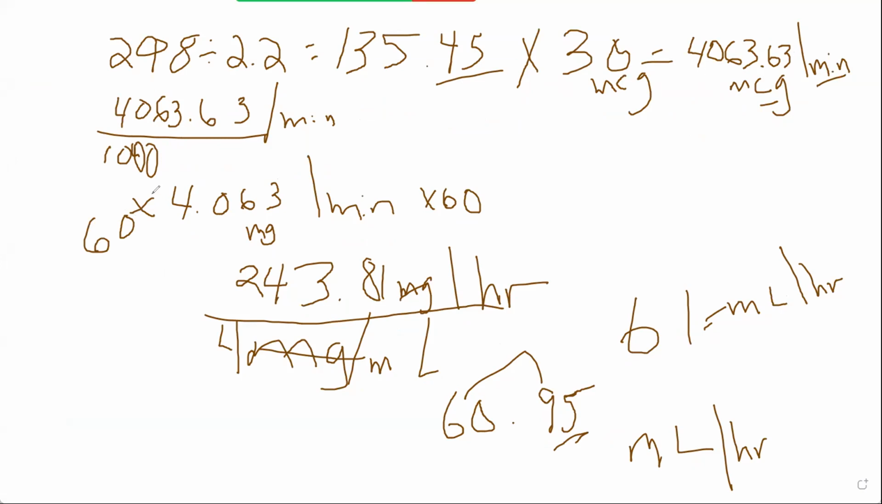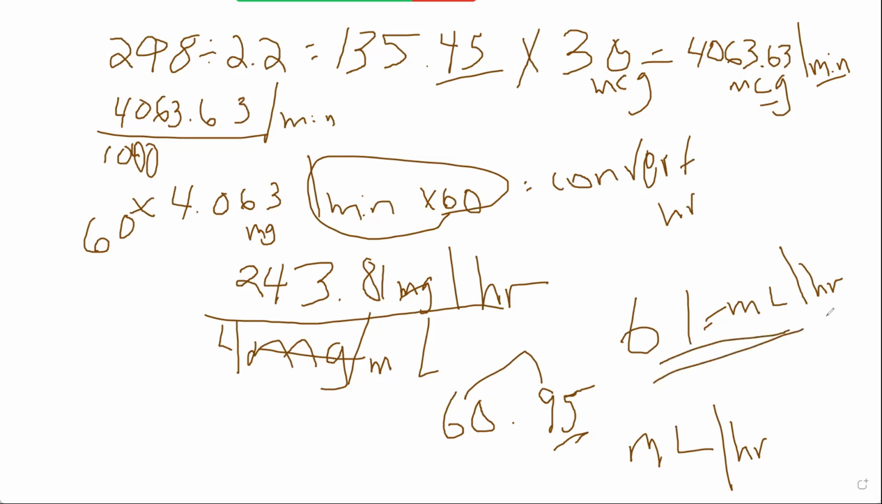I multiplied both sides by 60 to convert this to an hourly rate, and that gave me 243.81. And then I divided that by my 4. Milligrams crossed out here, and that left me with milliliters per hour, 60.95 milliliters per hour, or I rounded it up because the author rounded it up to 61.